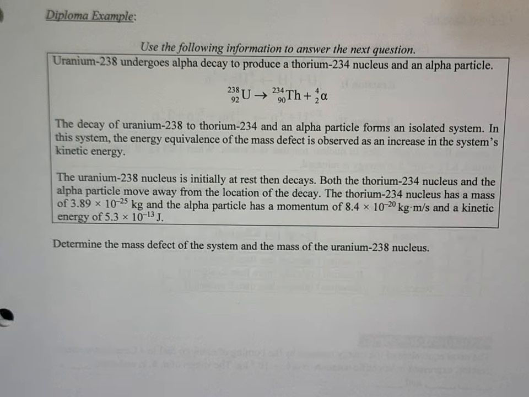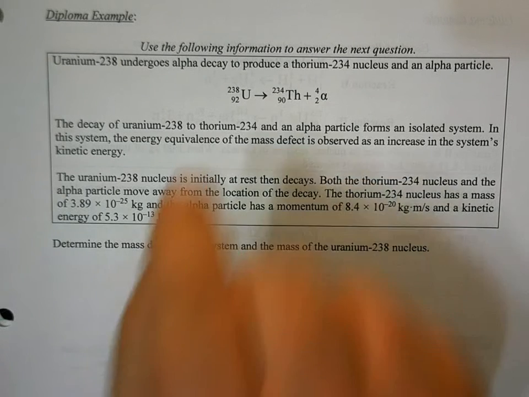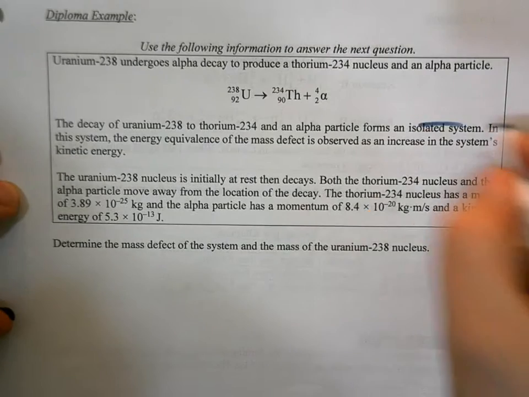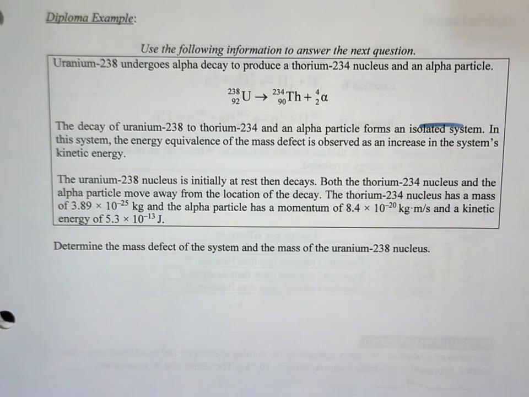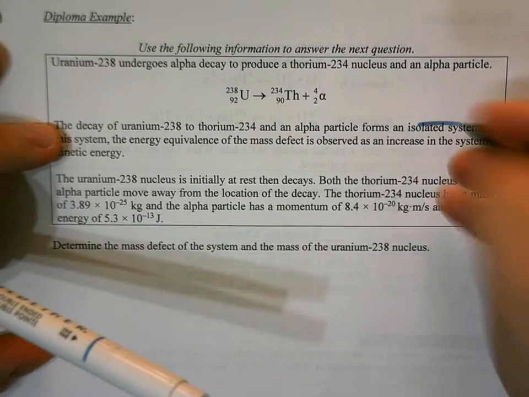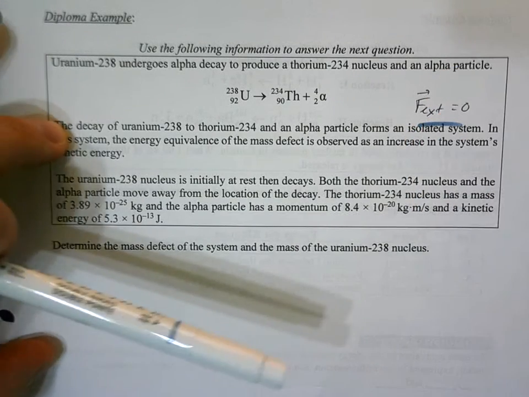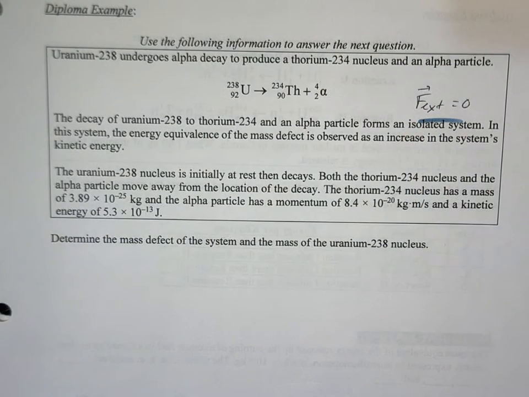So we have uranium-238. It undergoes alpha decay to produce a thorium-234 nucleus and an alpha particle. So the decay has been shown here. The decay of U-238 and thorium-234 and the alpha particle forms an isolated system. When we have an isolated system, this is telling us that any external forces are not relevant. So F external is 0. This means conservation of energy applies, conservation of momentum applies.